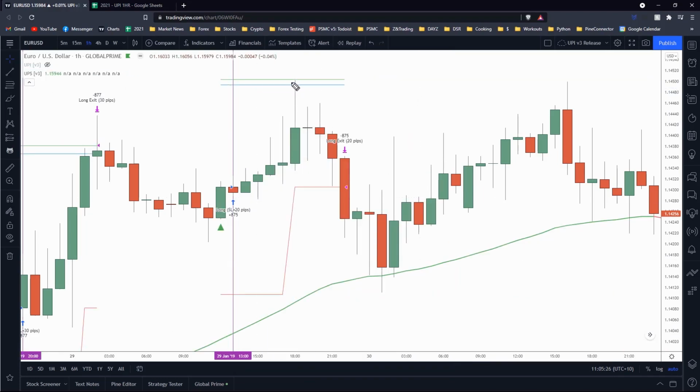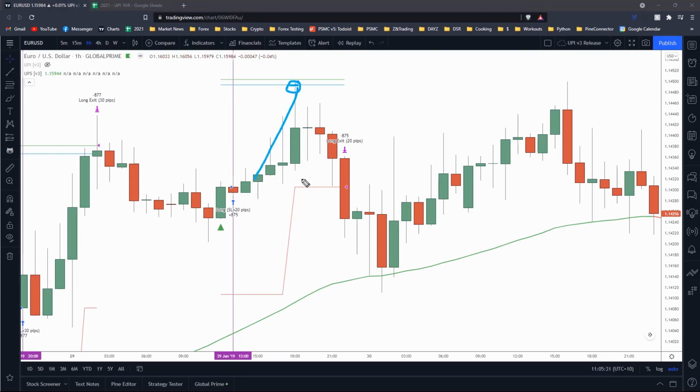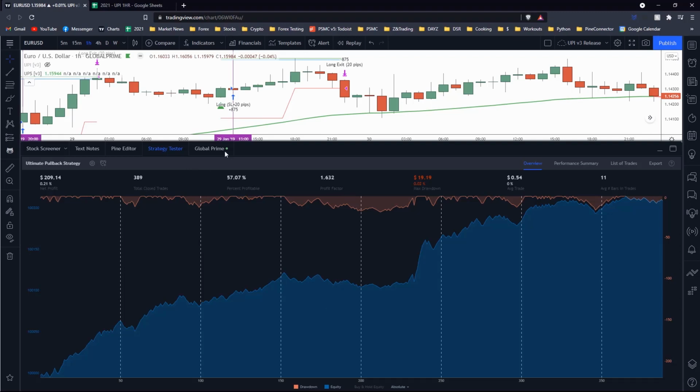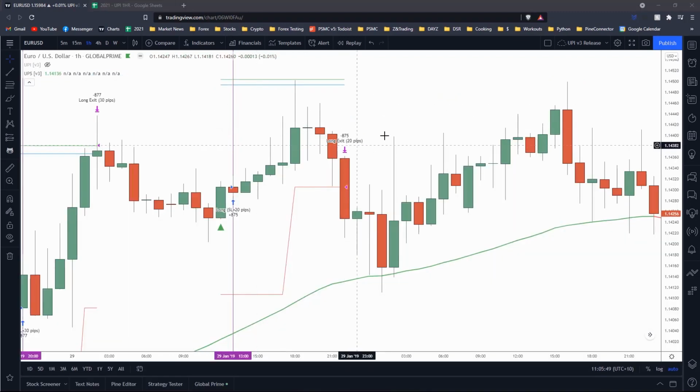It'll draw a blue line. This blue line, price came up, hit our break even point, and then our stop loss was put to break even, and this trade ended up a break even trade. Now I need to fix that. It shouldn't say long exit 20 pips. It should be 0 pips, but I'll fix that. That's just a display bug. The tester system will not record that as a winning 20 pip trade.